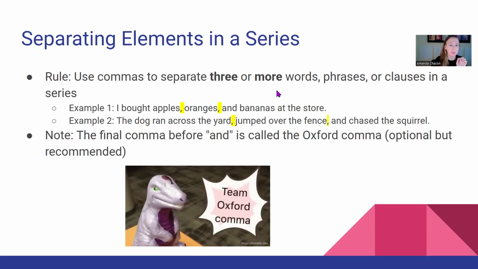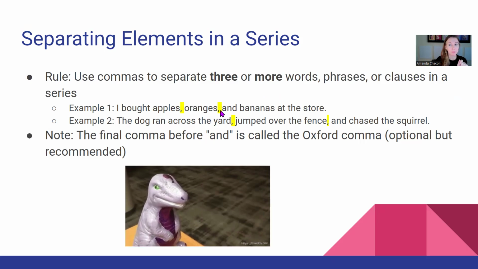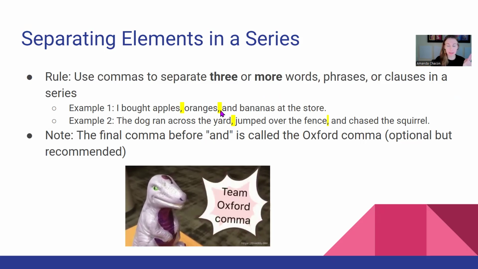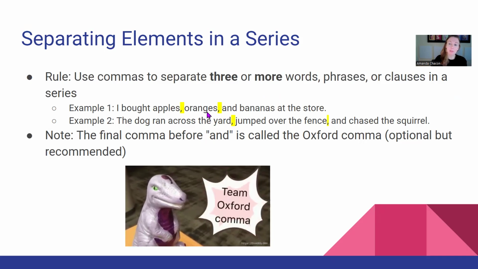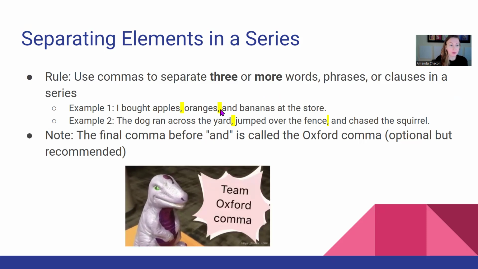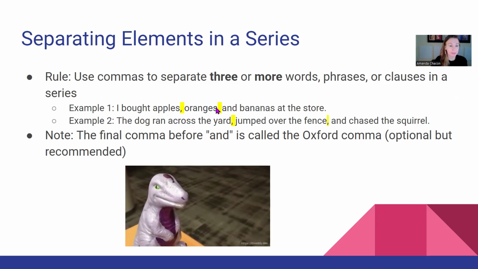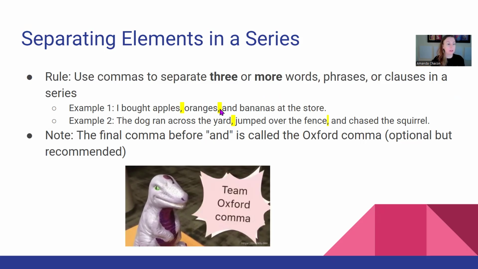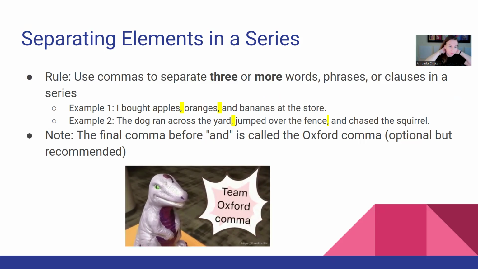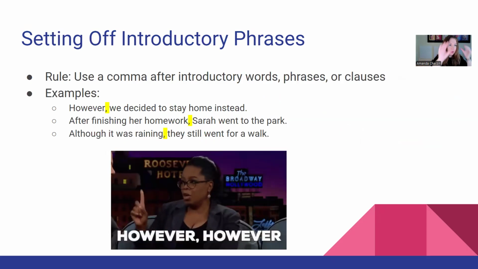Now, the final comma before the "and" right here is called the Oxford comma. It is highly contested in academic circles. I am a huge fan of the Oxford comma because I believe that it just makes sense. If you are separating oranges and bananas and you want to pause there, which we normally do, then use an Oxford comma.